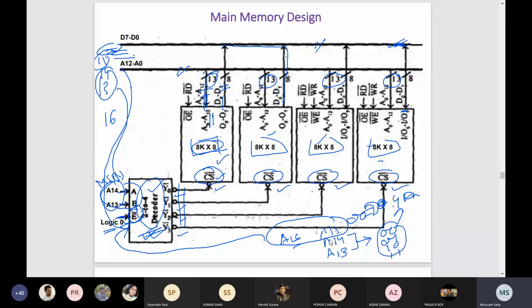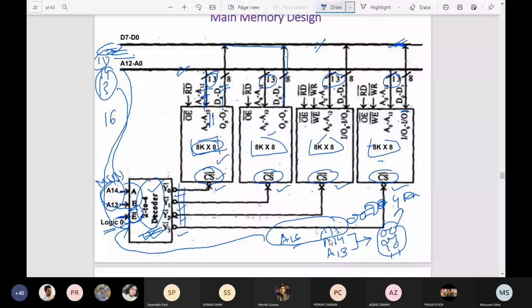Now I hope you understand this circuit. Clear, beta? Yes, ma'am. Okay, wait.